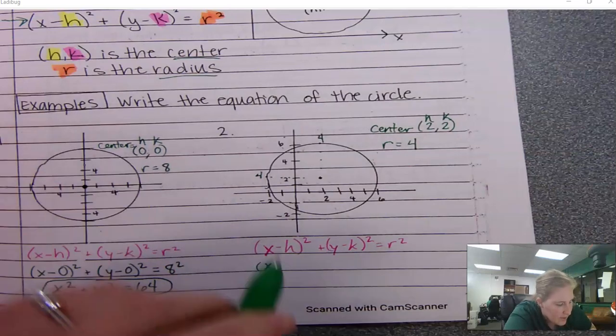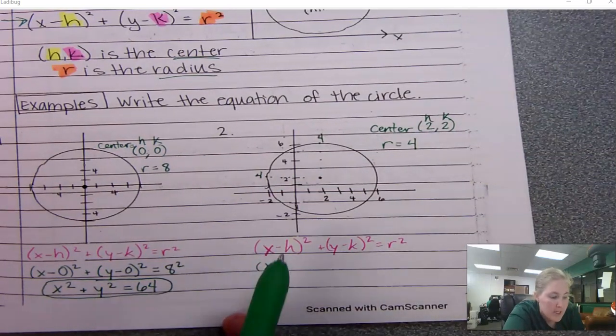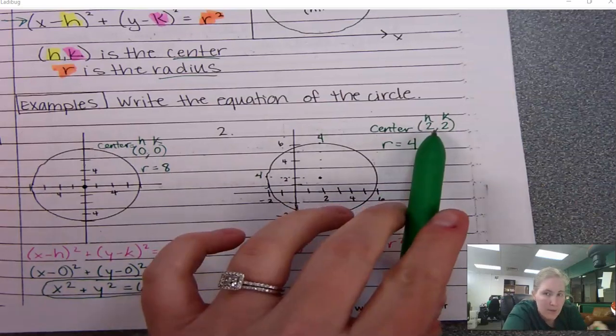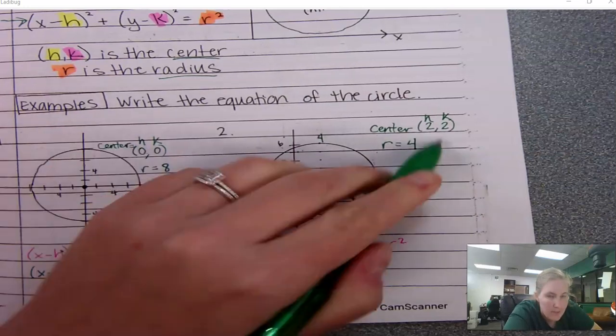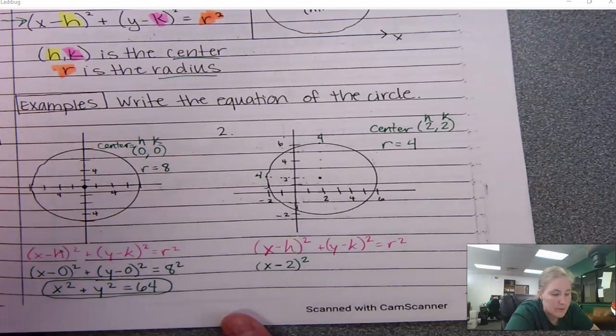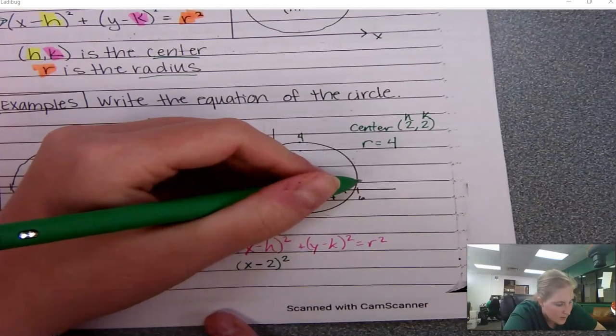So we've got X, and then notice it's minus. So we've got a positive H here, but it's minus in the formula. So you're going to change the sign of whatever this value is in the center. So in this case, it's going to be X minus 2 because it's a positive 2 here. It'd be the other way around if it was a negative 2 up here, it would change to a positive 2.